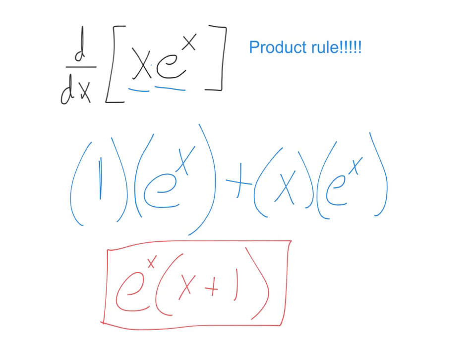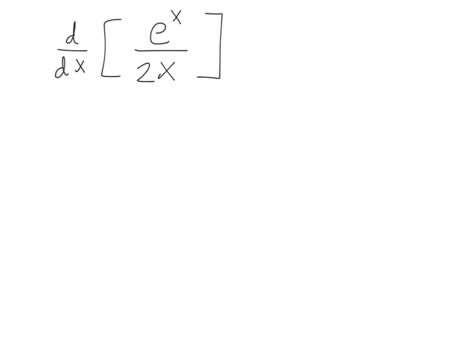Alright, let's look at a slightly more challenging one. I have the derivative of e to the x divided by 2x. Now, there's a distinct division operation going on here, which means we have to use the quotient rule.